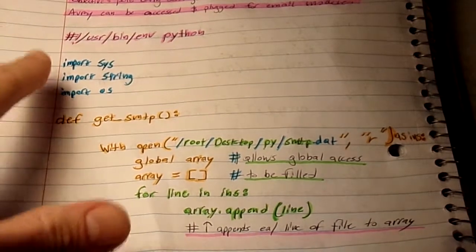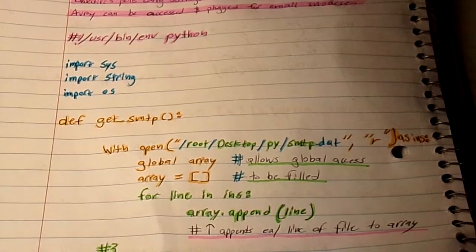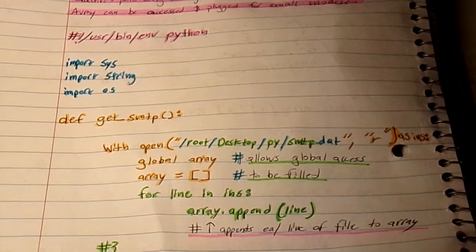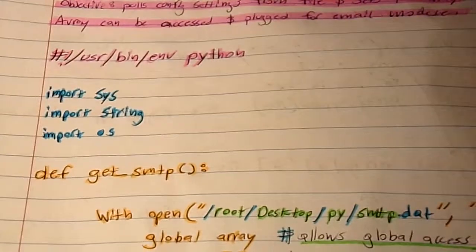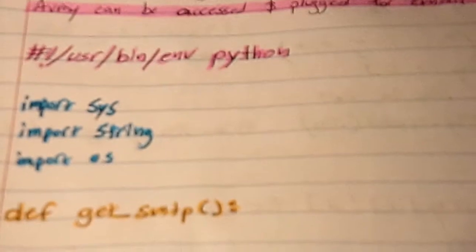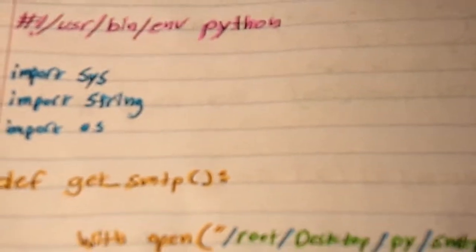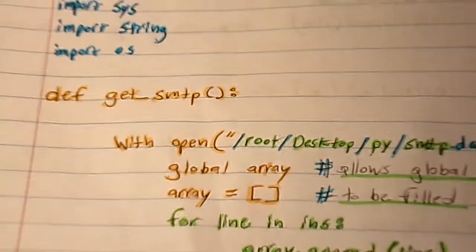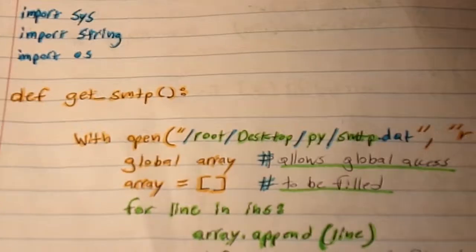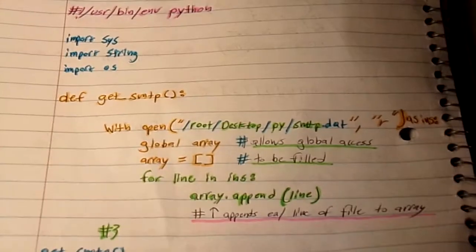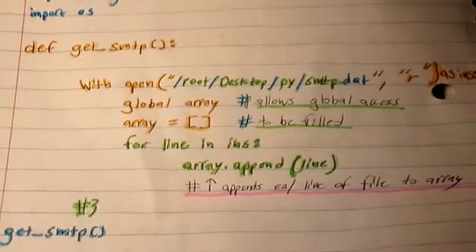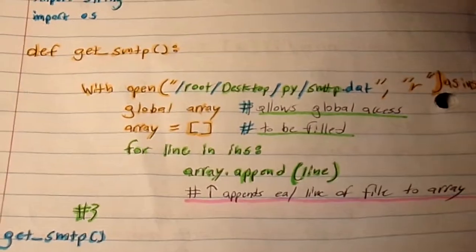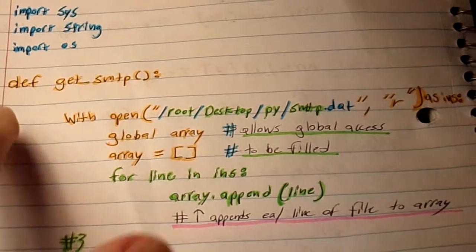Now these three imports here are not really necessary, but I just go ahead and throw them in there because I use them a lot. So don't forget, you start with your shebang line, /usr/bin/env. Then we create a function. I'm calling it get smtp because this particular script is being used on my email program. So define your function.